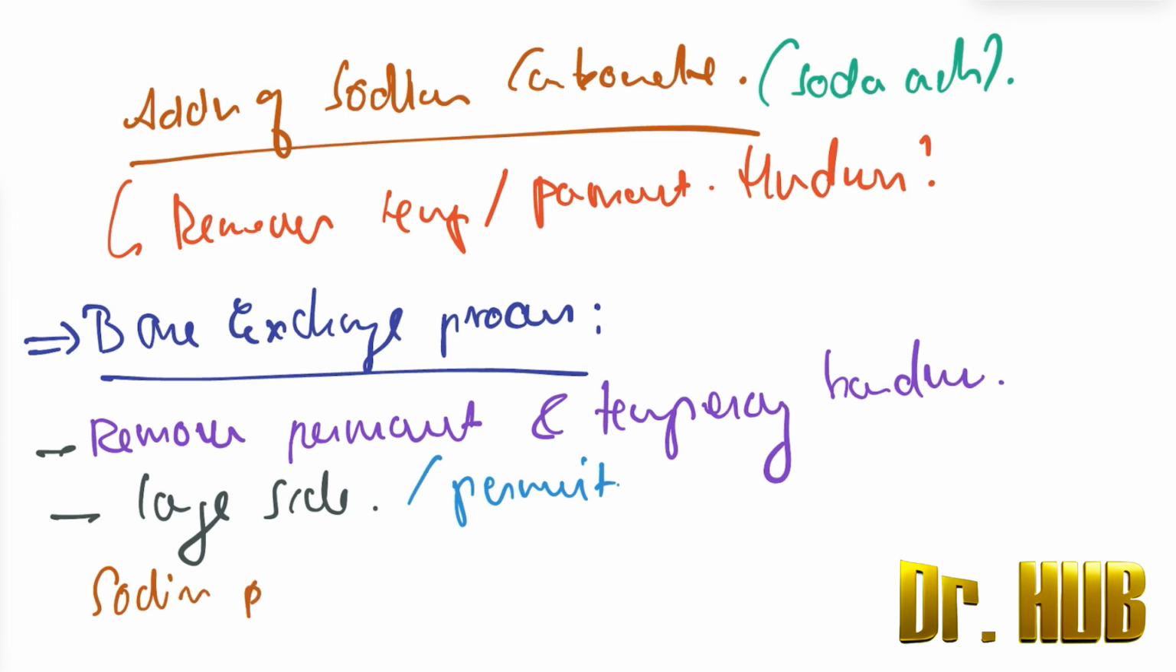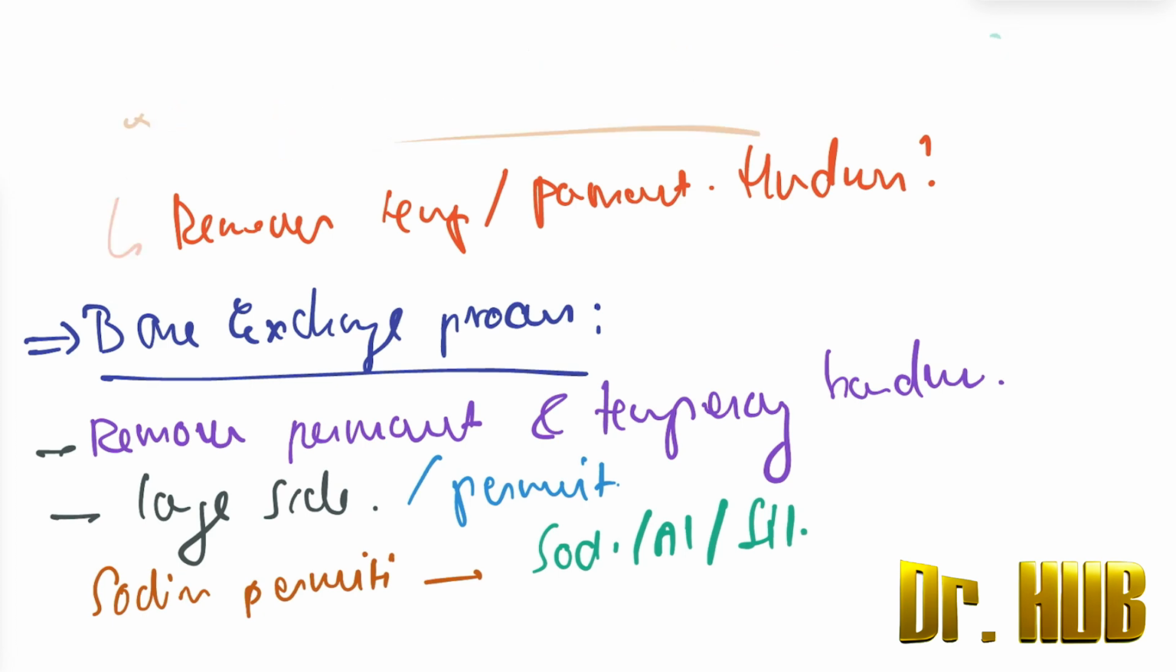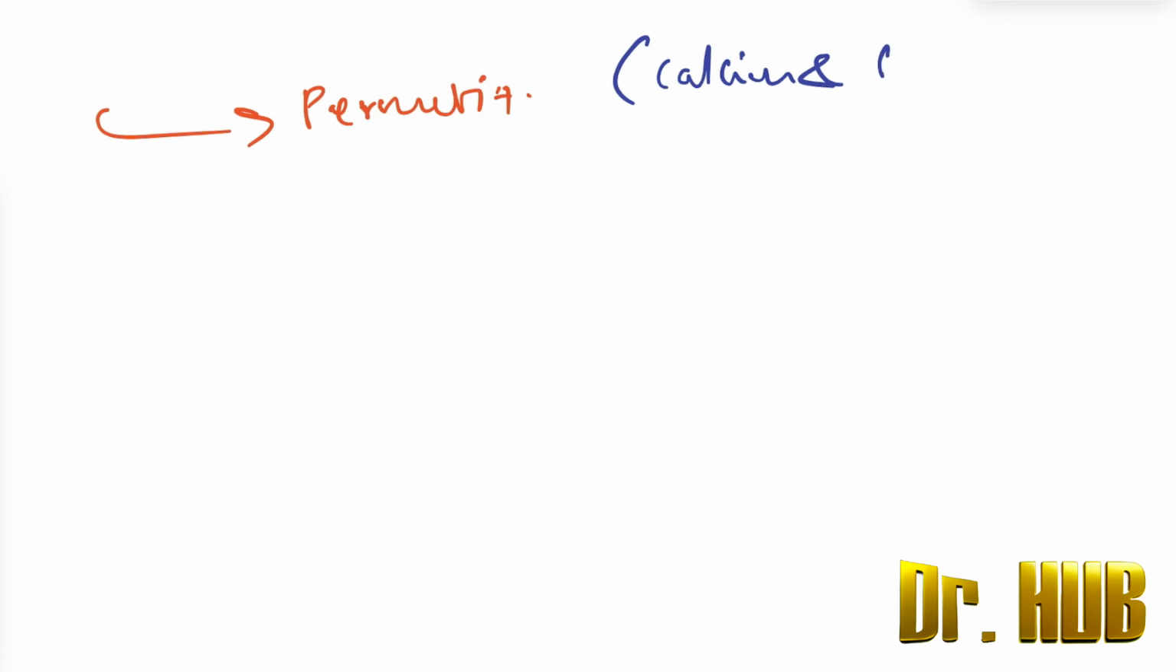Sodium permutit is a complex compound of sodium, aluminum and silica. When hard water is passed through the permutit, the calcium and magnesium are removed.